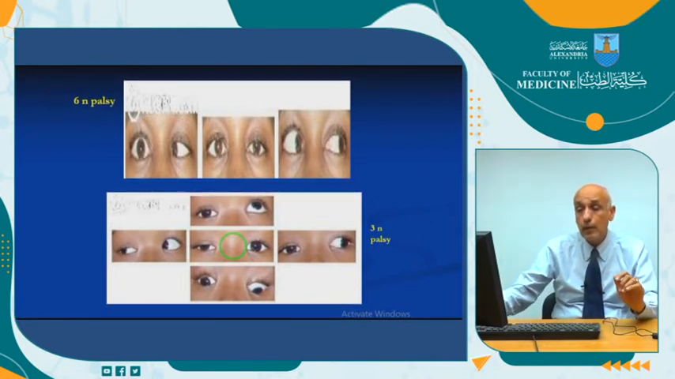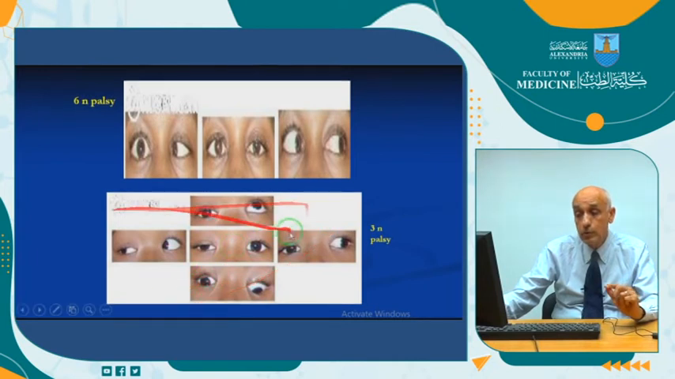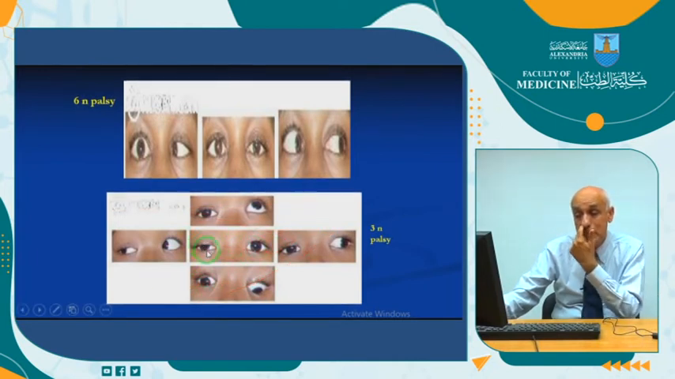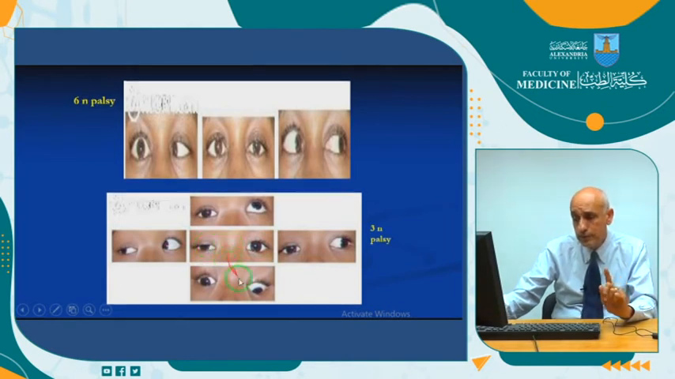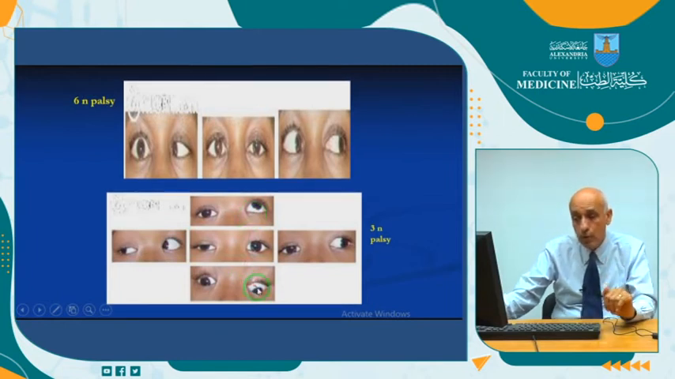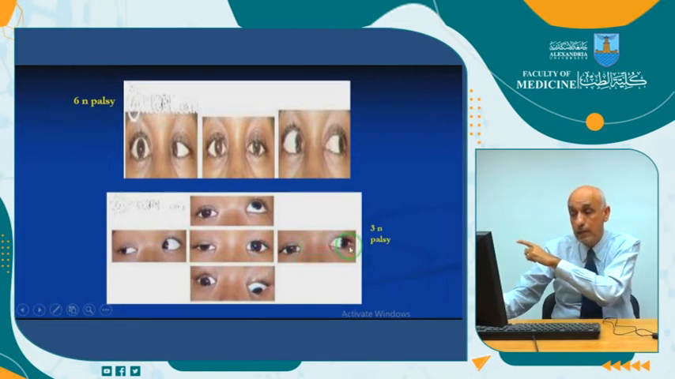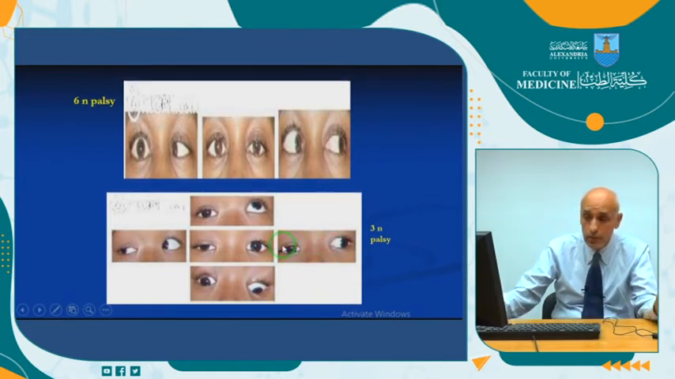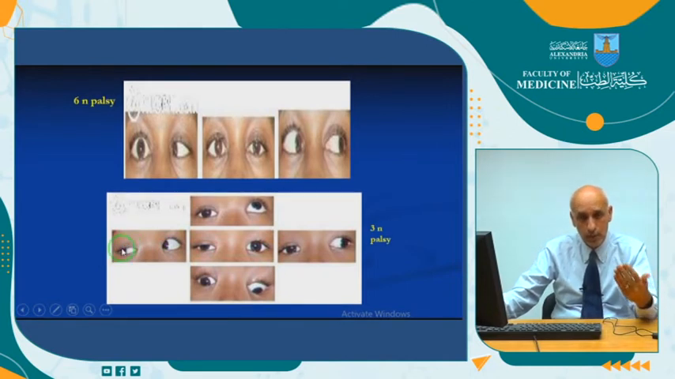So the patient will present to you with ptosis, and you'll find that the eye is a little bit shifted downward. If you look upwards in this slide, the eye will not move. If you look downward, the eye will not move. If you look to this side, the eye will not move because of paralysis of the medial rectus. But if he looks to the outer side, this eye will move because the lateral rectus is working, as it's supplied by a different, separate nerve.